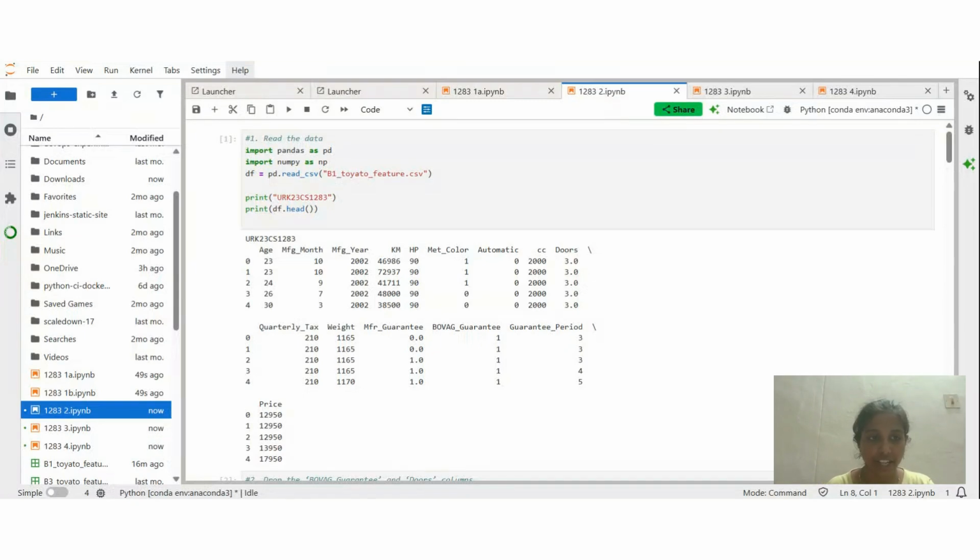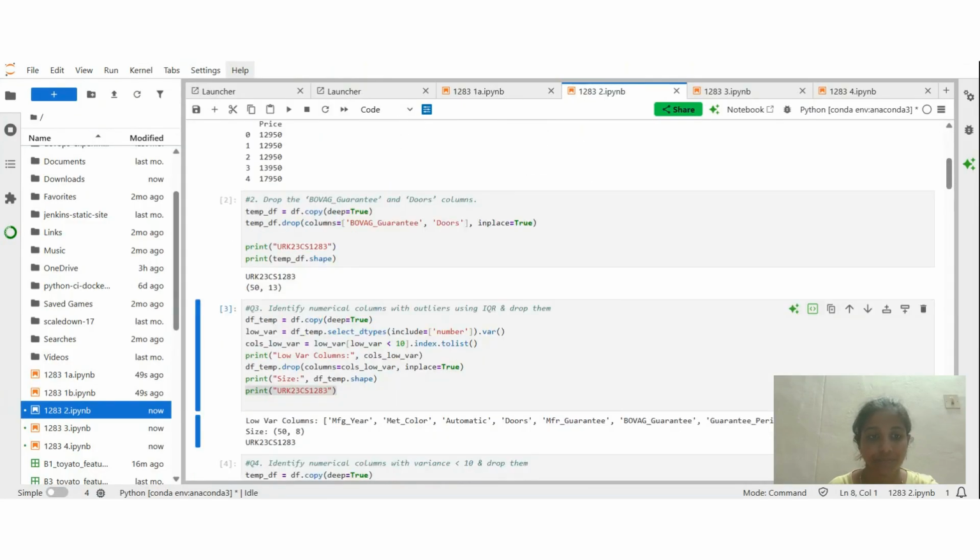Now, this is our second experiment. Our second experiment is data processing and feature engineering. And the first question is read the data. We use pandas to load the dataset into a data frame. A data frame is like a table with rows and columns.